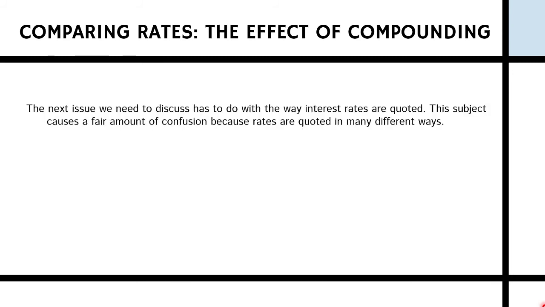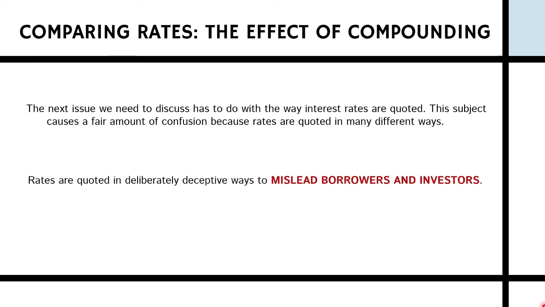The next issue we need to discuss has to do with the way interest rates are quoted. This subject causes a fair amount of confusion because rates are quoted in many different ways. Sometimes the way a rate is quoted is the result of tradition, and sometimes it is the result of legislation. Unfortunately, at times, rates are quoted in deliberately deceptive ways to mislead borrowers and investors. To know why, we will discuss these topics in this section.